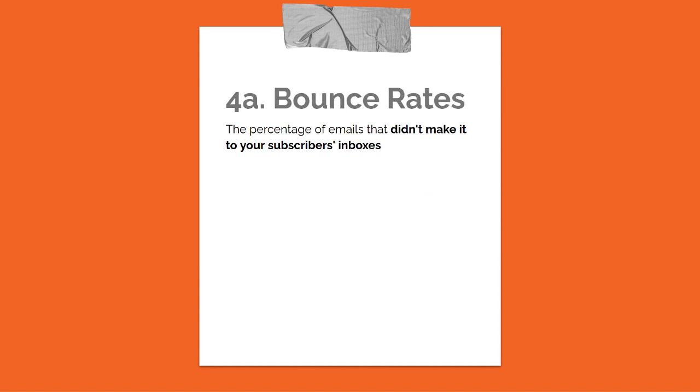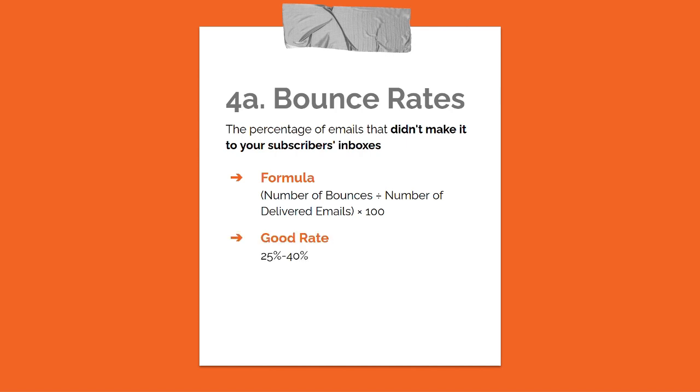So to recap, a bounce rate is essentially the percentage of emails that did not make it into your subscriber's inbox. And the formula is the number of bounces divided by the number of delivered emails times 100. This rate is normally given in whatever email program you're using. If it's ActiveCampaign, they're normally generated automatically through their own analytics or reports. Our good rate is 25 to 40%, meaning that if you're running an email campaign and 75% of people receive your email, that means the email actually arrives in their inbox.